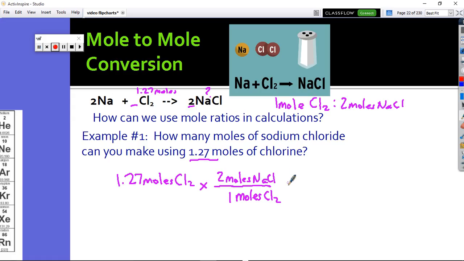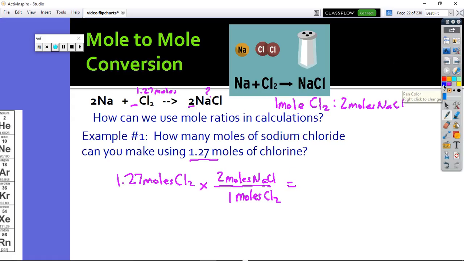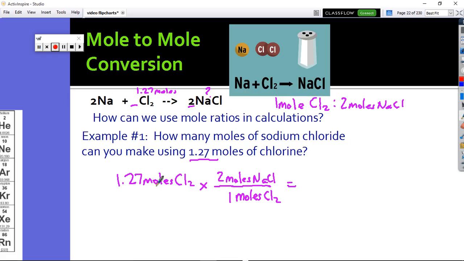Now, before I pull out my calculator and do the calculation, let's see what we can cancel. As long as it's exactly the same on the top and the bottom, I can cancel it. So moles of Cl2 cancels with moles of Cl2. So when I'm done, I'm going to have moles of NaCl for an answer. Now, in my calculator, I do 1.27 times 2 divided by 1, because you always divide the bottoms. And that gives me an answer of 2.54 moles of NaCl, which is my final answer. 1.27 moles of chlorine can make 2.54 moles of sodium chloride.